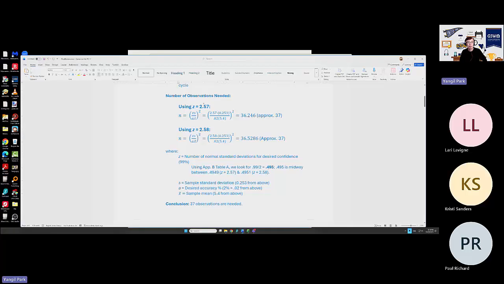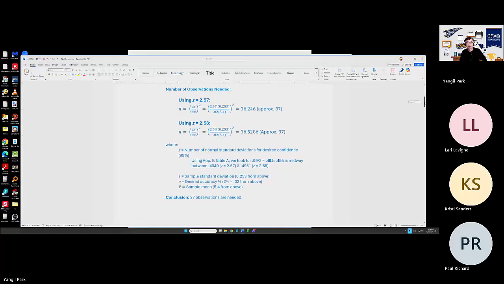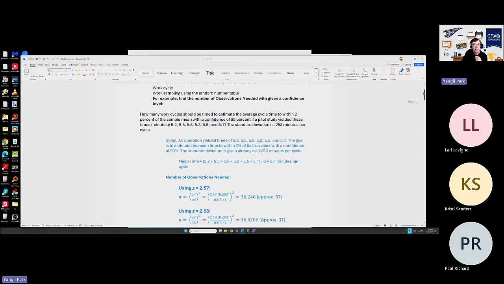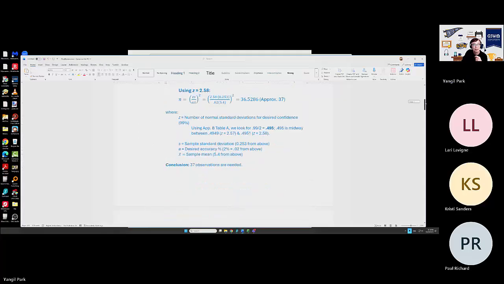The Z-score is somewhere between 2.57 and 2.58, so that we can plug into the whole formula. Then we find 36 point something, so we can say we need 37 observations, I should say 37 cycles. That's something we're going to expect from chapter 7.